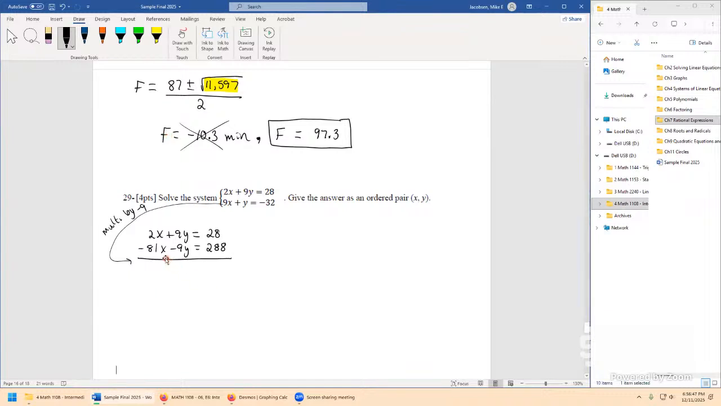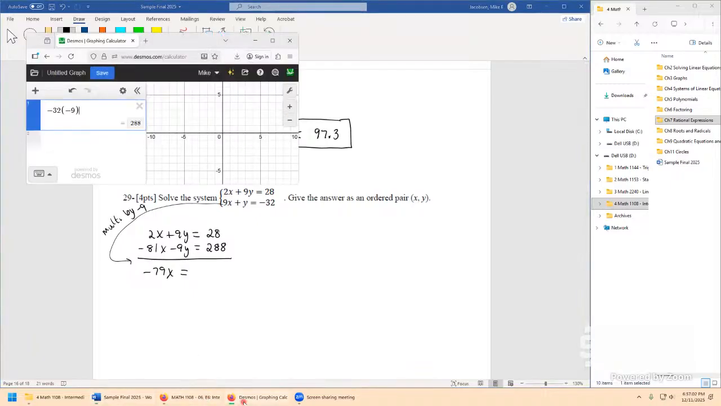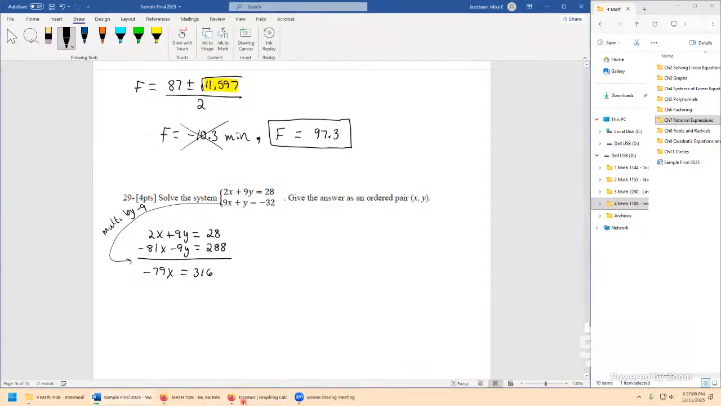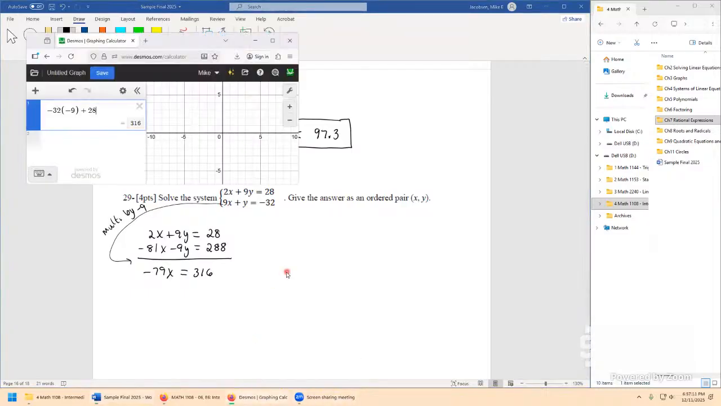So equations look bad to start, but here's where it starts to clean up. Tally both the equations, so we get -79x equals, variable y is eliminated, and 28 plus 288 is going to give us 316 altogether. So take 316, divide by -79. That comes out as an even -4.